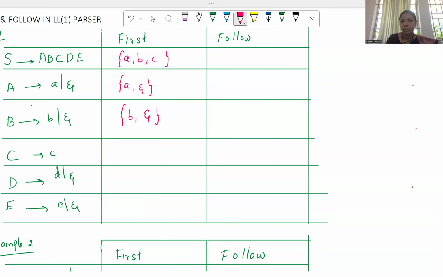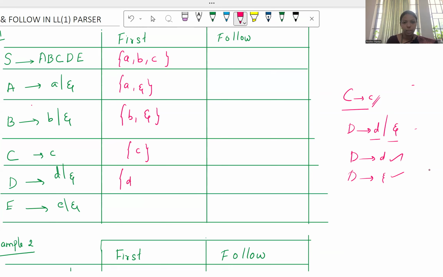So that is capital C derives small c. So whenever I generate any input string using this production, it will give only C. So that is the first symbol generated from this. And next, D derives small d or epsilon. So both are terminals. So either it can be D derives small d or D derives epsilon. So I have two alternatives. D can be small d or epsilon. So I'll write d or epsilon.